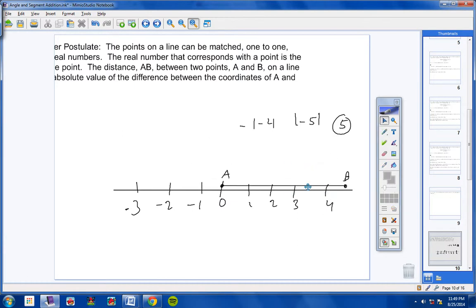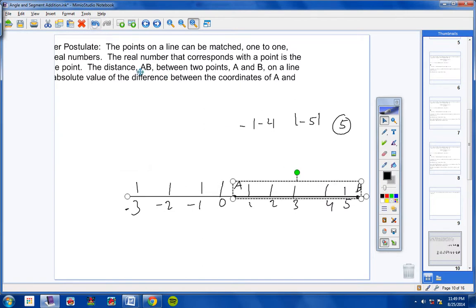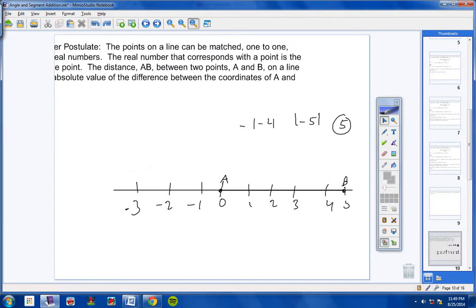If it was here, let's say it rested on 0, and then right here it was 5. Well, obviously the distance from 0 to 5, from A to B, is 5. And that's all that this postulate is saying. It's just simply saying that every segment is measurable. Sorry about that, students. It's measurable by simply counting the distance from one to the other, and you can measure any segment by placing it on a number line.